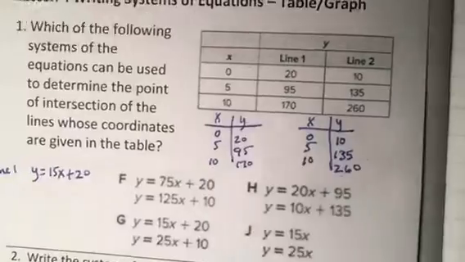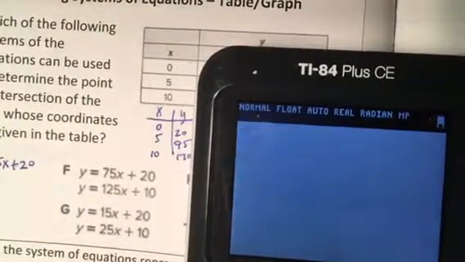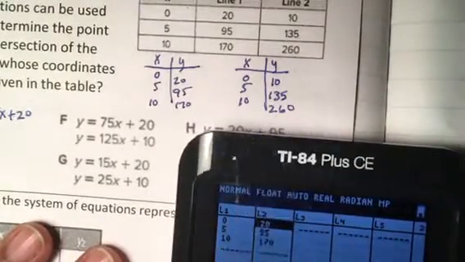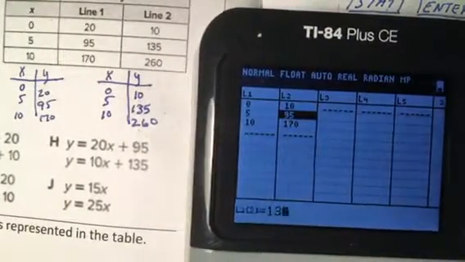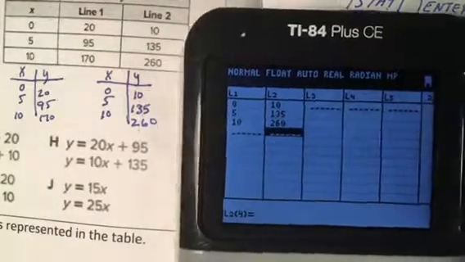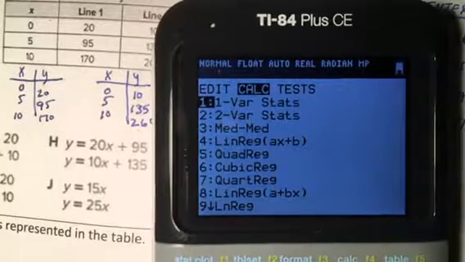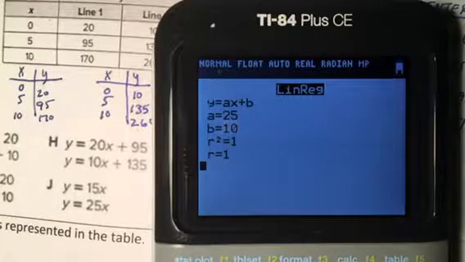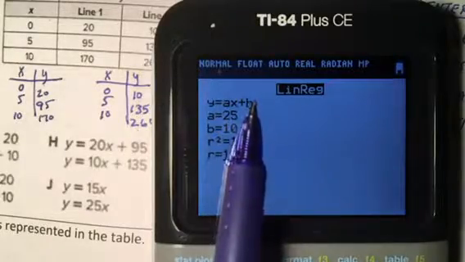Alright, so now we're going to do the same thing for this next one. So I'm going to go back to stat, enter, and on this, lucky for us, all we have to do is change the y's. So we're going to change the y's to 10, 135, and 260. So again, I'm going to use those keys, stat, I'm going to go to the right, I'm going to press 4, and I'm going to press enter 5 times. So now I'm given 25 and 10. So A is 25, B is 10.